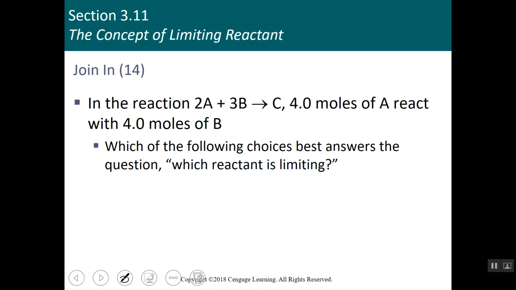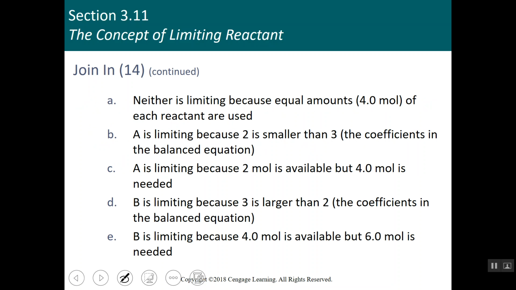In the reaction 2A plus 3B gives you C, if I have 4.0 moles of A reacting with 4.0 moles of B, which of the following choices best answers the question which reactant is limiting? Neither is limiting because I have the same amount? And remember, it was 2A plus 3B gave me C. So neither is limiting? No, one of them has to be limiting, because if I have 4 moles of A, how many moles of B should that react with? Should react with 6. So A is limiting because 2 is smaller than 3.